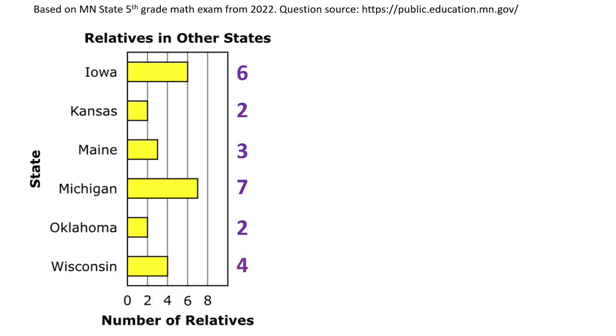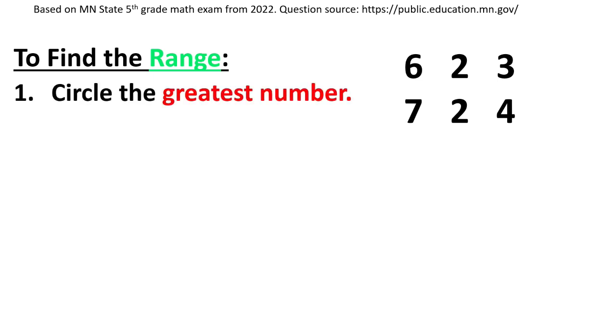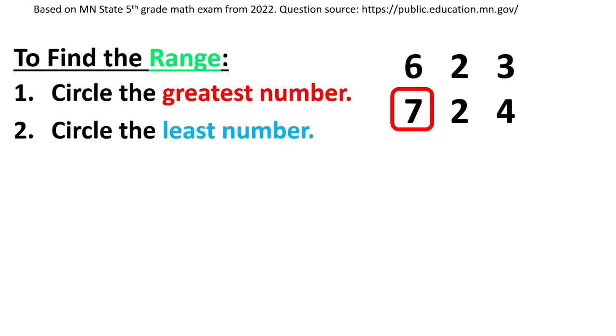To find a range in a list of numbers, we do 3 steps. The first step is to circle the greatest number, which in this list is 7. The second step is to circle the least number. In this list, the least number is 2. There are 2 number 2s, so we can pick either one.